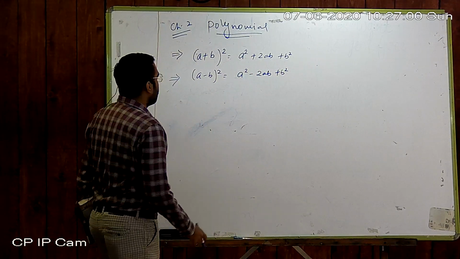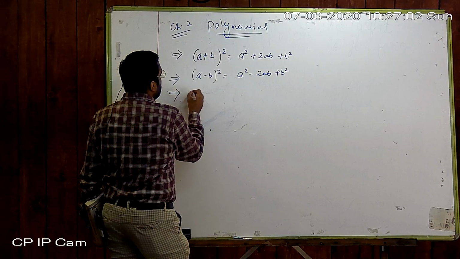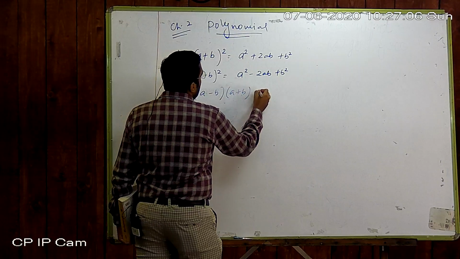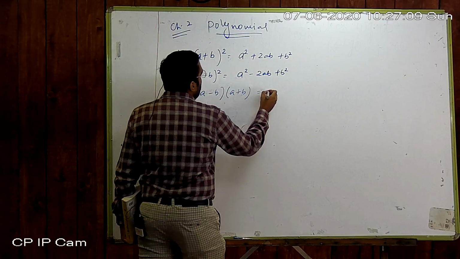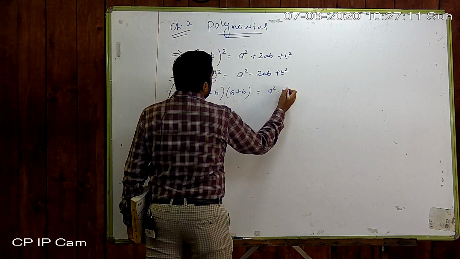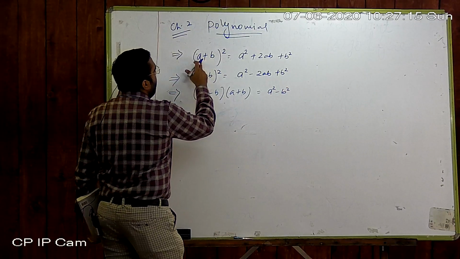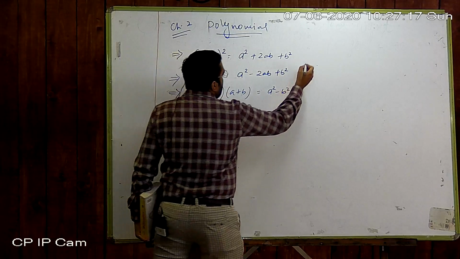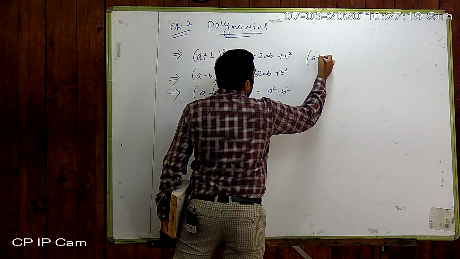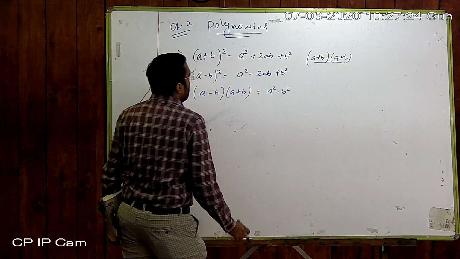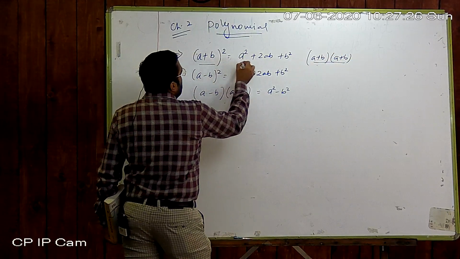After that, third is a minus b and a plus b. So the answer is a square minus b square. Now in the first formula we have to write a plus b whole square. In the a plus b whole square, you multiply the binomial with the same terms and with the same signs. That's why we use this formula.